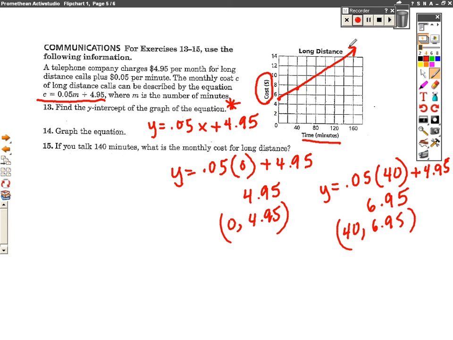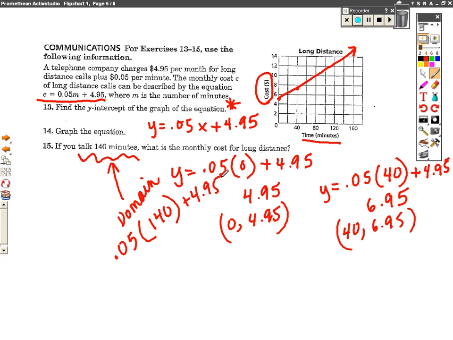And the last thing it says, if you talk for 140 minutes. So they're actually giving you a specific domain, a specific x. So all I'm going to do is take my equation and plug in the 140 and find out what I get. 0.05 times 140 is 7. 7 plus $4.95 is $11.95. So my point would be (140, 11.95). And I could actually graph that point too. 140 would be right here.